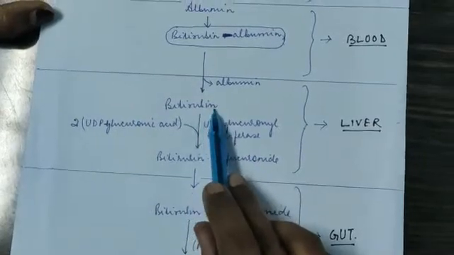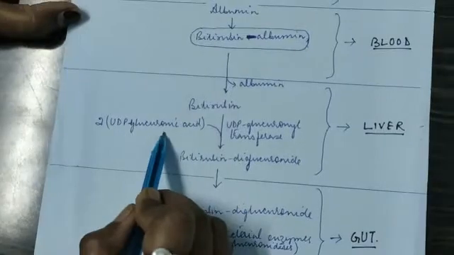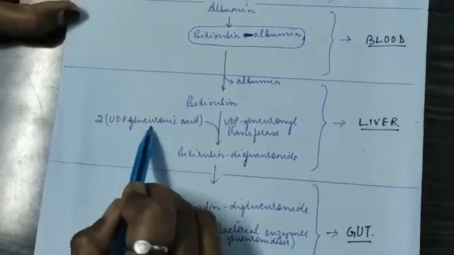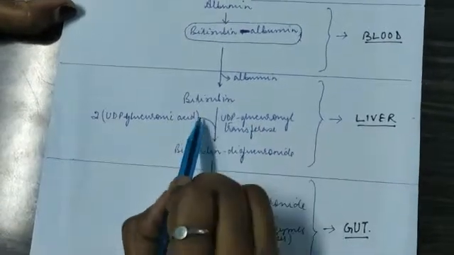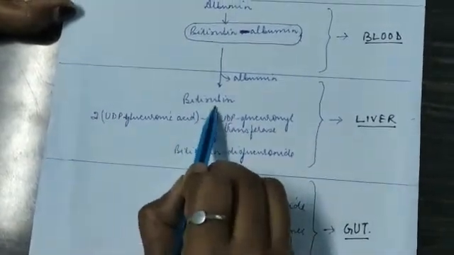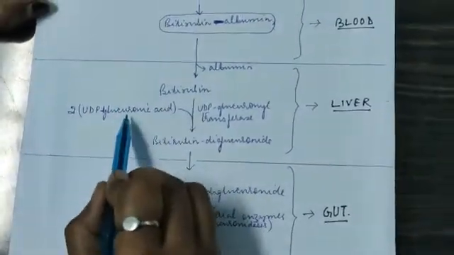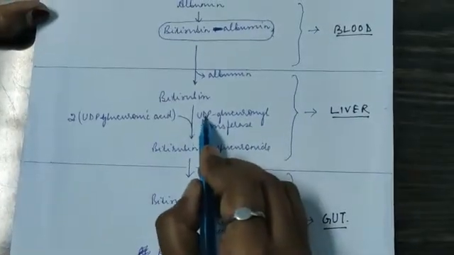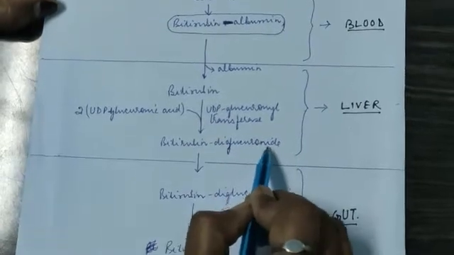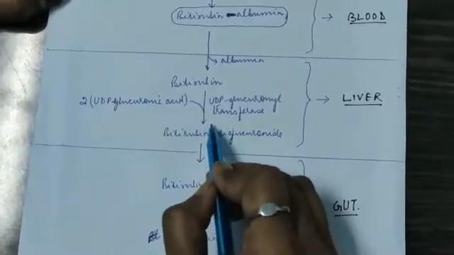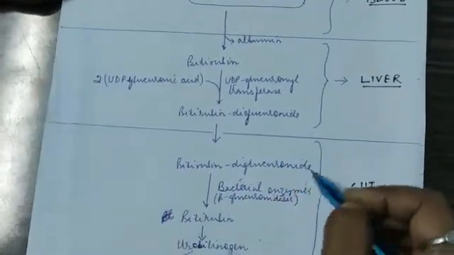In order to make it soluble, it has to get combined with some other compound, and that compound here is UDP glucuronic acid, also known as UDP glucuronate. Two molecules of UDP glucuronate give the glucuronate part to bilirubin, and it forms bilirubin diglucuronide, since two glucuronic acids come from this, and the enzyme is UDP glucuronyl transferase. This bilirubin diglucuronide, formed after two steps of conjugation, is now soluble and can come out of the liver into the blood plasma.